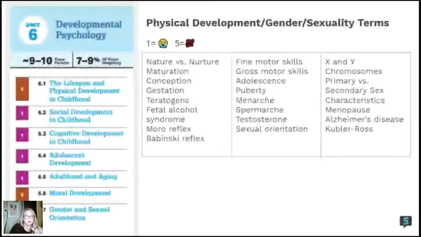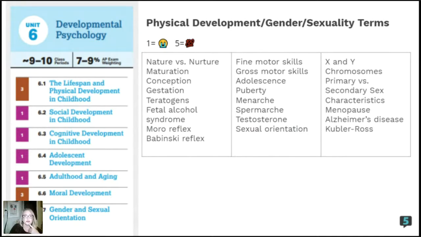If you see there on the slide, on the left, it tells you the different standards that are in this development unit. It's one of the smaller ones for the AP exam. Today we're going to be talking about standards 6.1 and then parts of 6.4 and 6.5 that deal with physical development. And then we'll also talk about gender and sexual orientation. At the end of today's lesson, if we have time, we'll review the social, cognitive, and moral development sections. The box on the right shows the terms that we're going to discuss today.